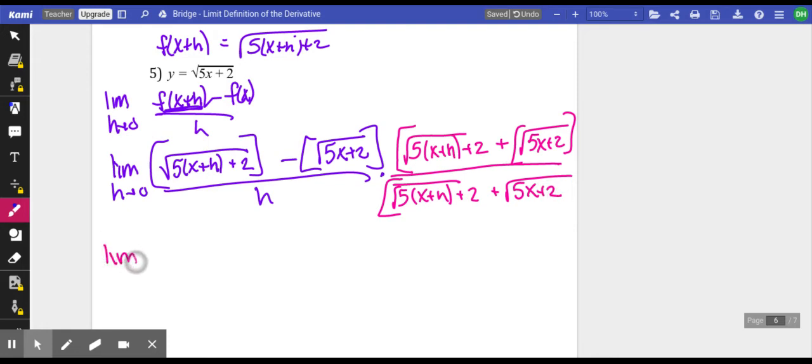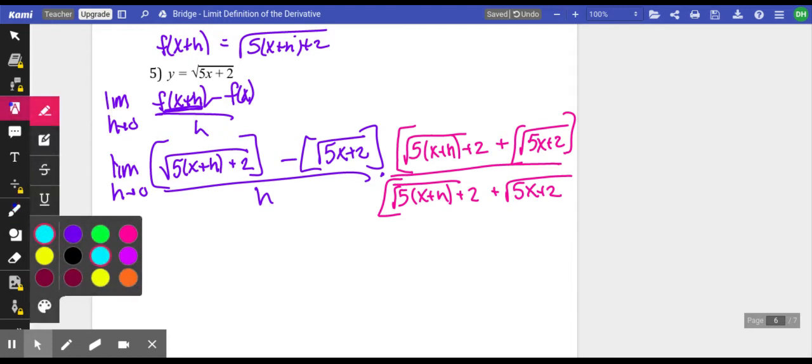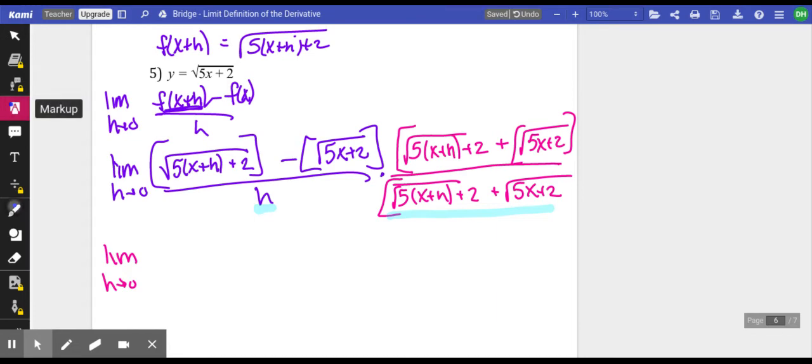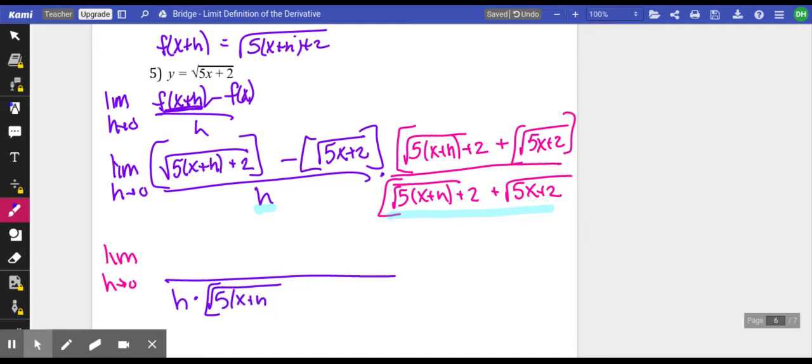All right. So now we're going to talk about cleaning this up. So remember, just like we did before, you don't multiply the part where there's not a radical. So this denominator here, this is a radical times something that's not. We just rewrite it. We don't actually multiply that out just like we did previously. So the denominator is just going to be the h times, I'm going to use this bracket, square root of 5 times x plus h plus 2, this plus 2 should be in the radical, plus the square root of 5x plus 2.